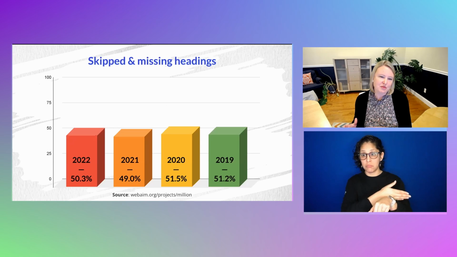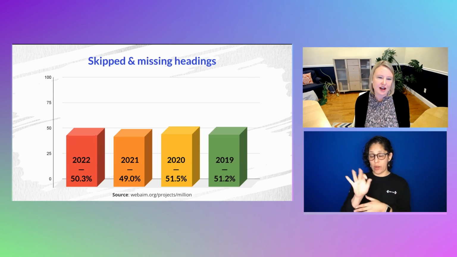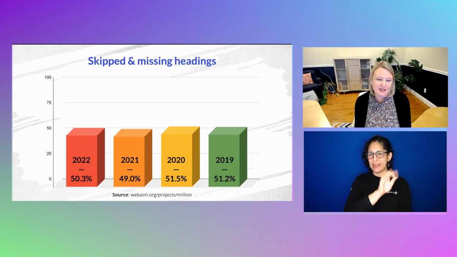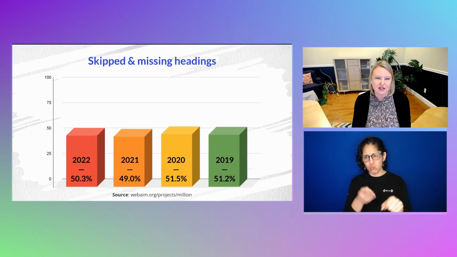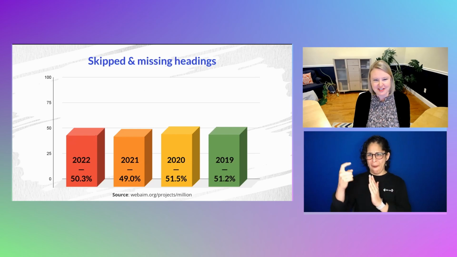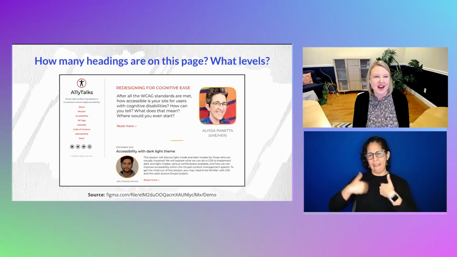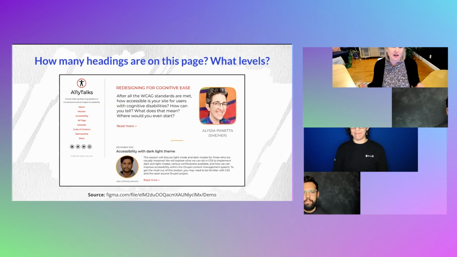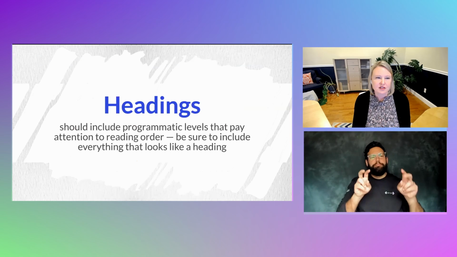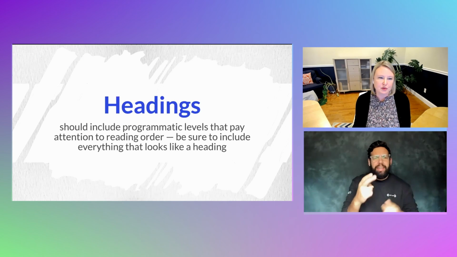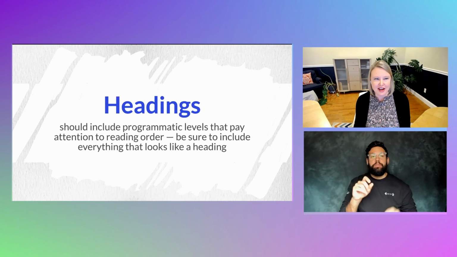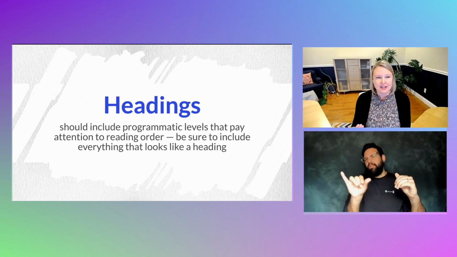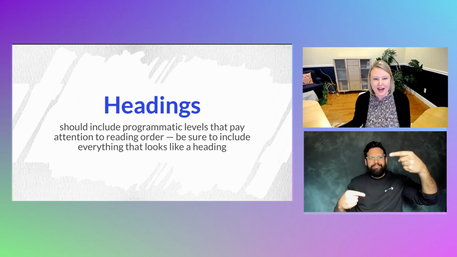So we went from 14.9% missing to now 9.9% missing. So that's kind of the good news, right? But again, automated checkers have some limitations even in finding headings, right? So we look at this design comp and we say, how many headings are on this page? What are the levels, right? With headings, we want to make sure that we include programmatic levels and pay attention to that reading order, and make sure to include anything that looks like a heading.